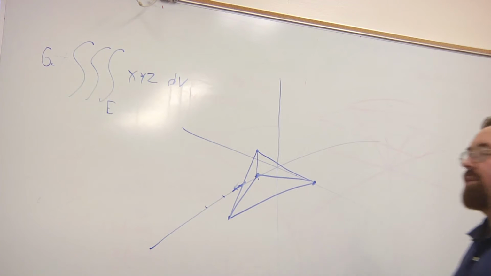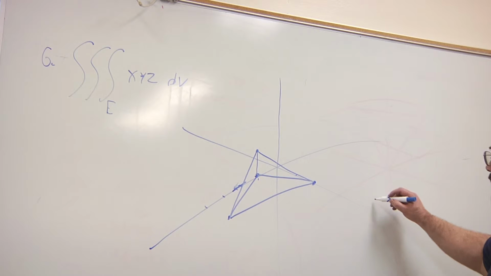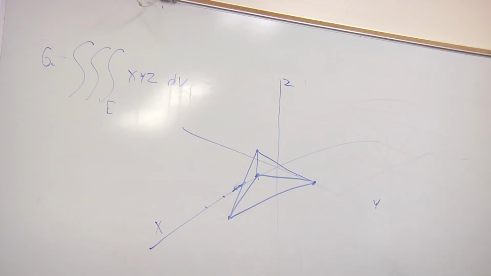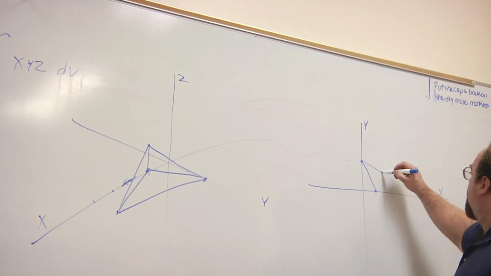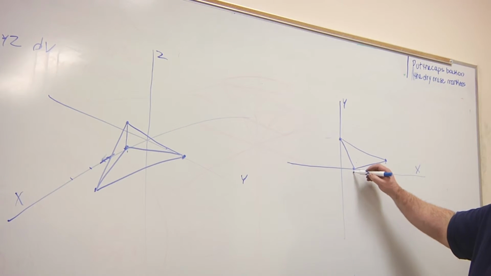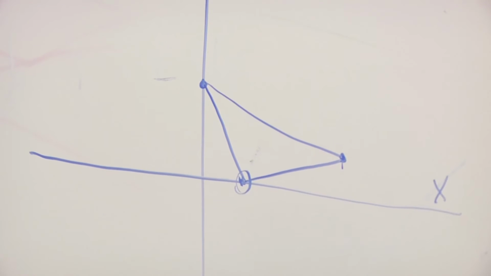So this is the solid that you're integrating over, drawn in the XYZ space. And now we'll also look at it from above. This is the XY plane. Let's see, where the fourth vertex is sitting on top of this vertex.